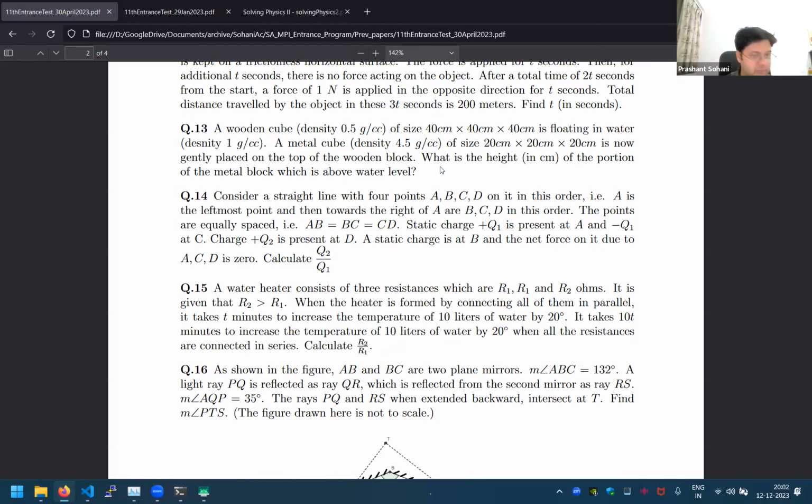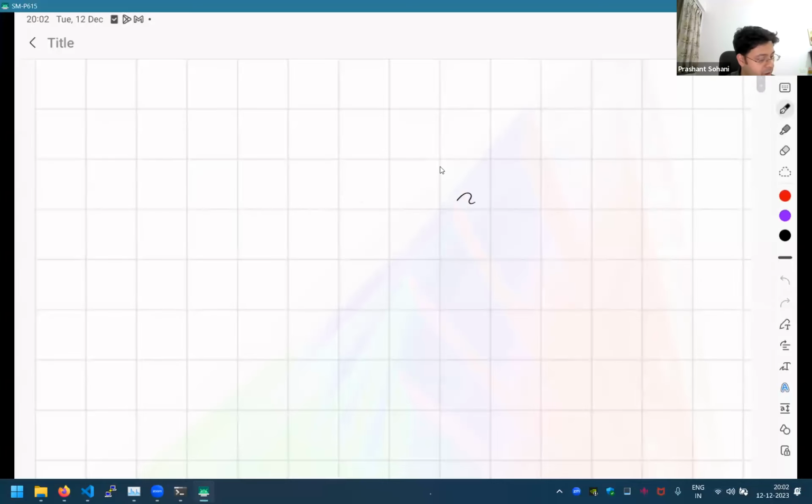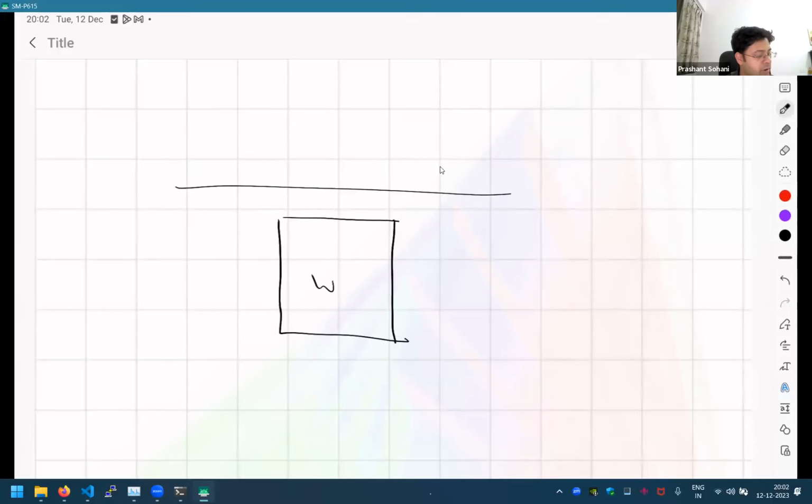So, question 13. Basically, what we know is that wood is lighter than water, so the wooden block will float in the water. As soon as you keep the metal block on it, it will start to sink up to the point where it reaches equilibrium, that is, the buoyant force acting on that object is equal to the force of gravity. If I remember correctly, the diagram used to look something like this: the wooden block goes completely underwater, but the metal block will be somewhere here. And I think we had found the answer that it floats exactly halfway.